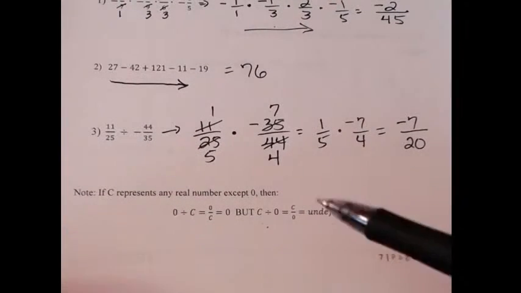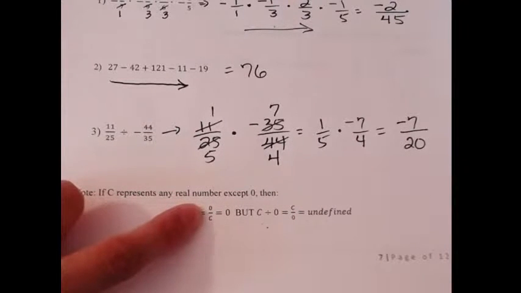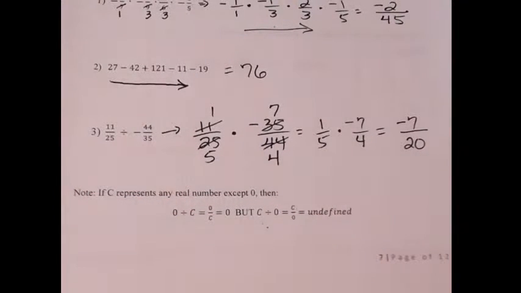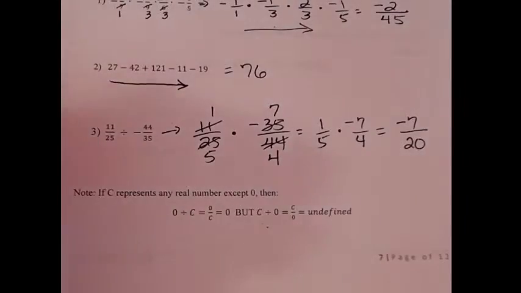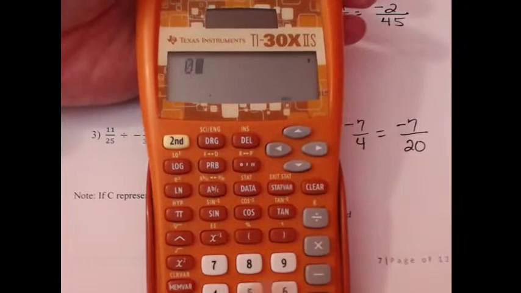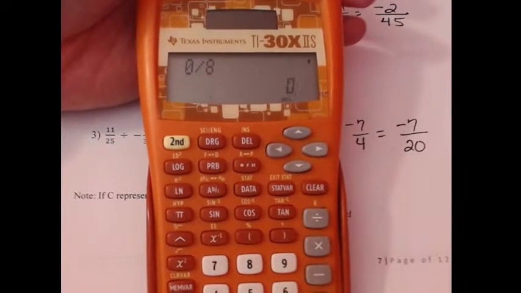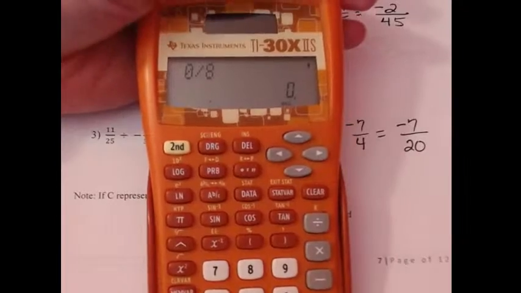There's a note here that I want you to consider, and I really, really, really don't want you to forget this. You're welcome, Kayla. 0 divided by a number, or in other words, written as a fraction, 0 over a number, will always be 0. And I can prove that to you just by showing you in my calculator. So let's take 0 and let's divide it by, I don't know, 8. So 0 divided by 8, 0, correct?